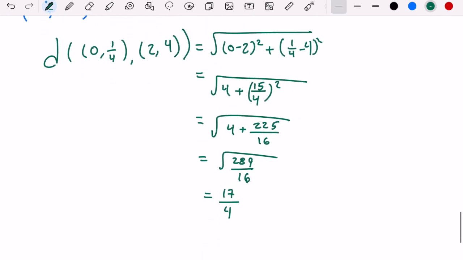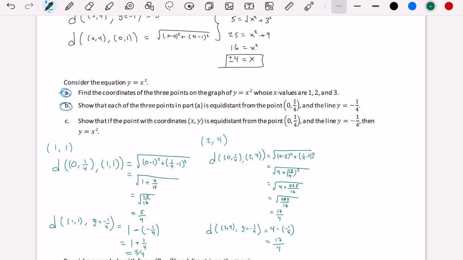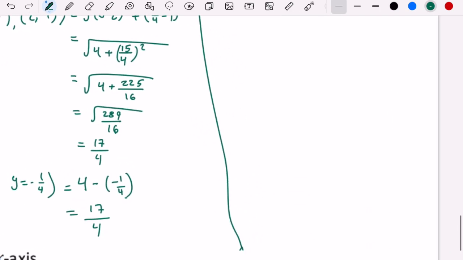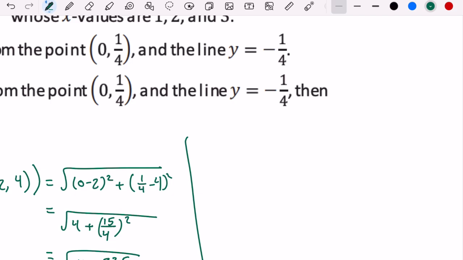Beautiful. And now the distance from the point 2, 4 to the line y equals negative 1/4, we do the same. We only take y minus, but instead of writing y, I write the y value, 4 minus minus 1/4, and that is very easily, you can check, that is 17/4. So do it for the other point. I won't do it because my space is very limited, as probably it is yours, but be smarter than me.